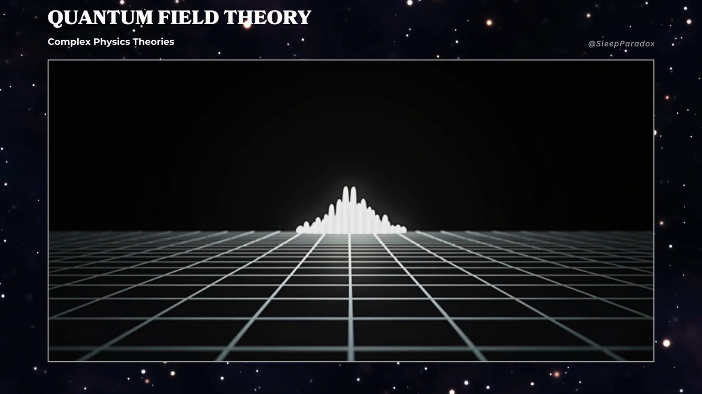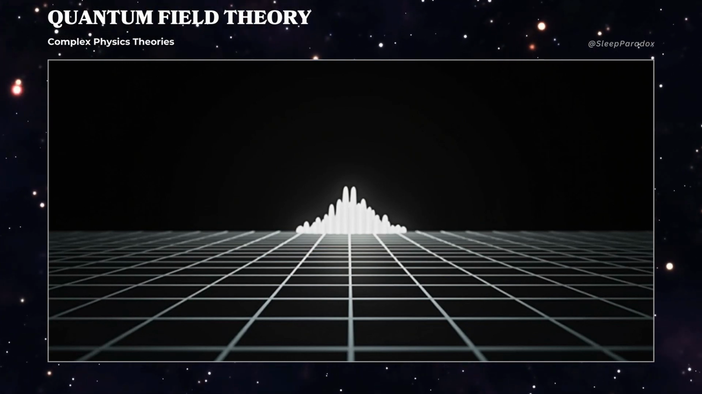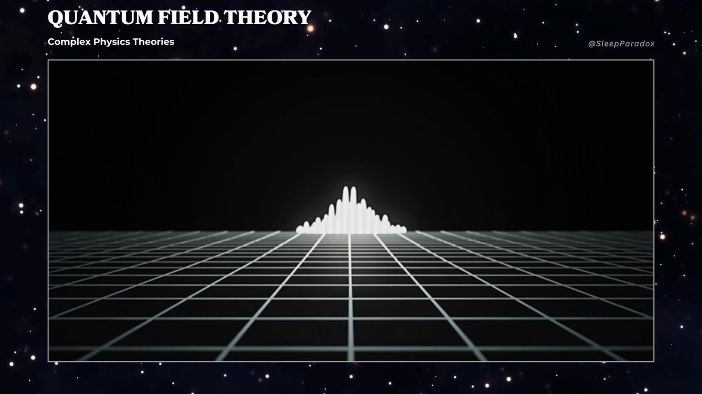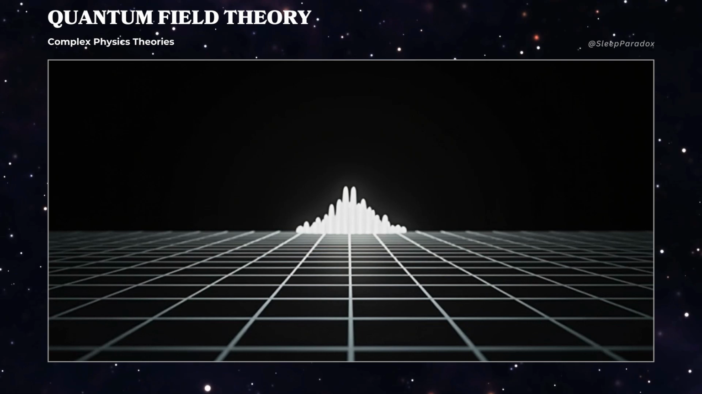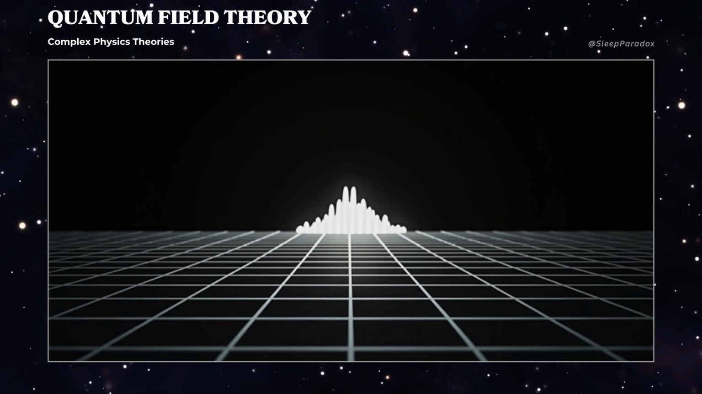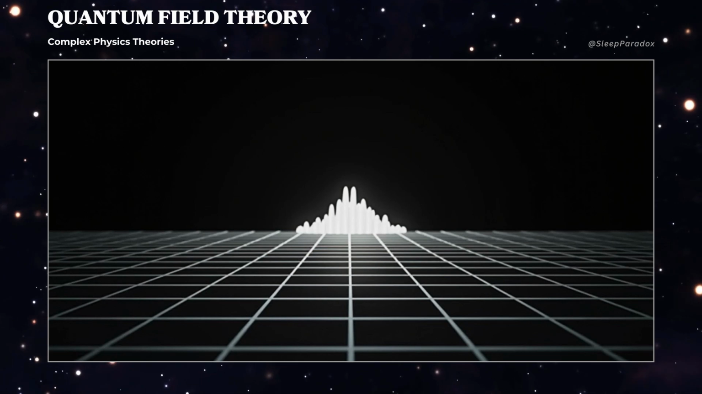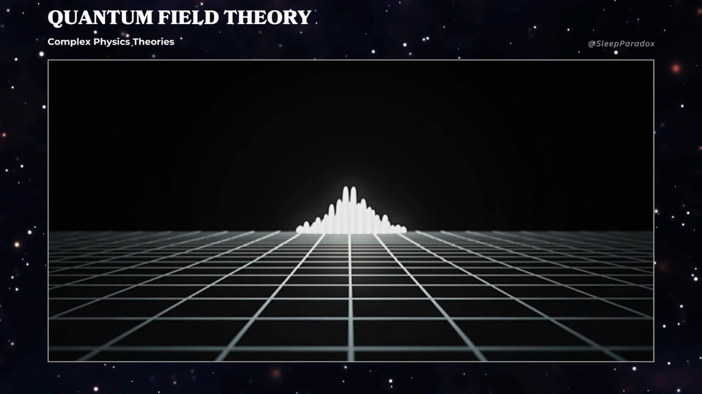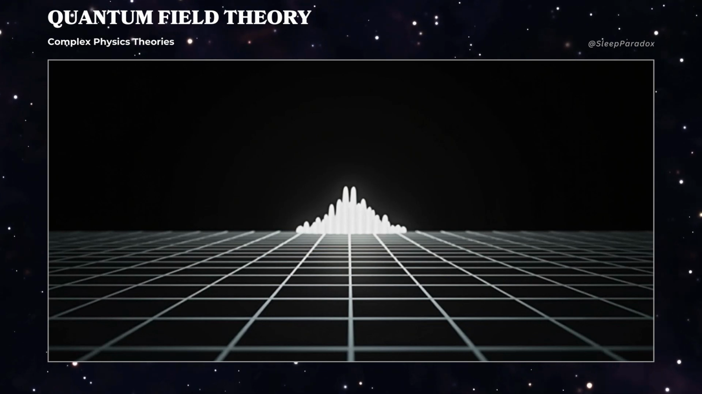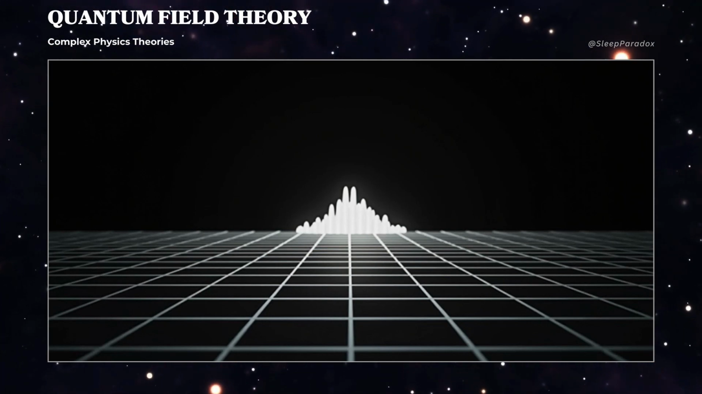Every type of particle is associated with a field. There is an electron field, a photon field, a quark field, and many others. These fields are present everywhere, even in empty space. What we call a particle is just a localized disturbance in one of these fields. An electron is a ripple in the electron field. A photon is a ripple in the electromagnetic field. The ripple travels through space, and we observe it as a particle.